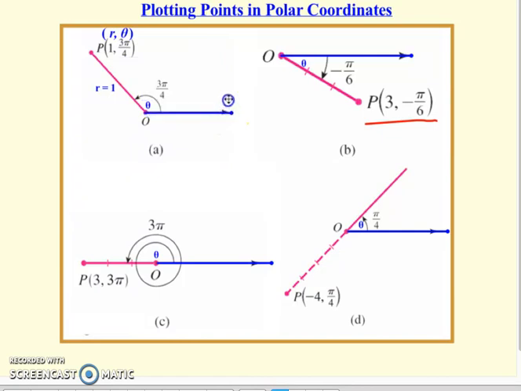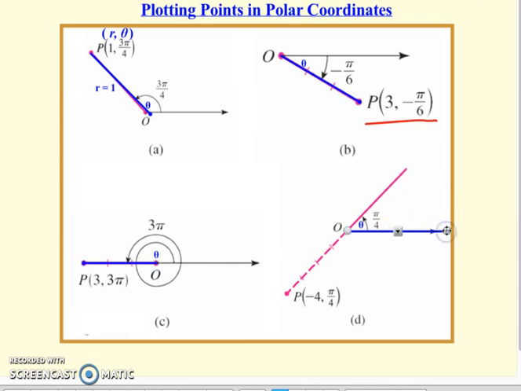So if this is my rotation line and I'm starting at 0, 3 pi over 4, radius 1. Rotations can be negative, so negative pi over 6, then out on that line 1, 2, 3, radius 3. You can rotate around more than one time, just like any other time we're talking about rotation, so 3 pi, radius 3.